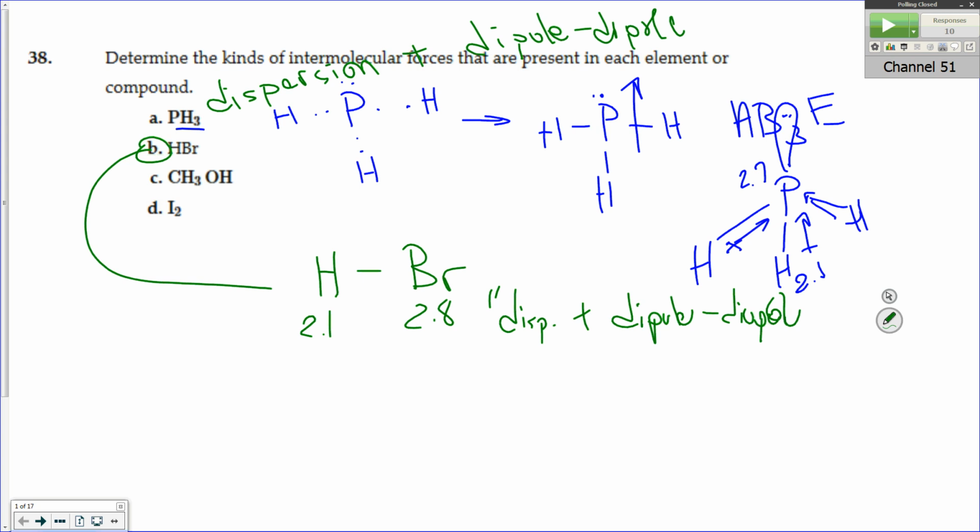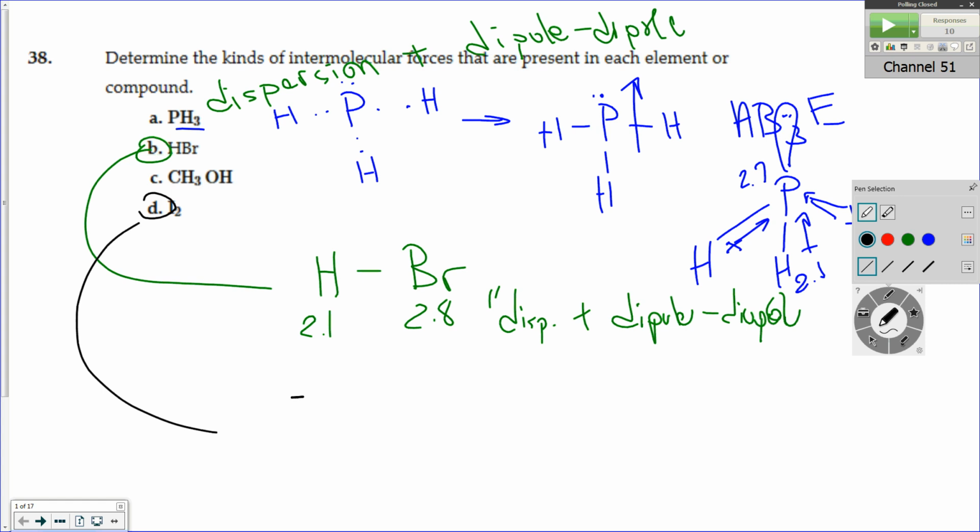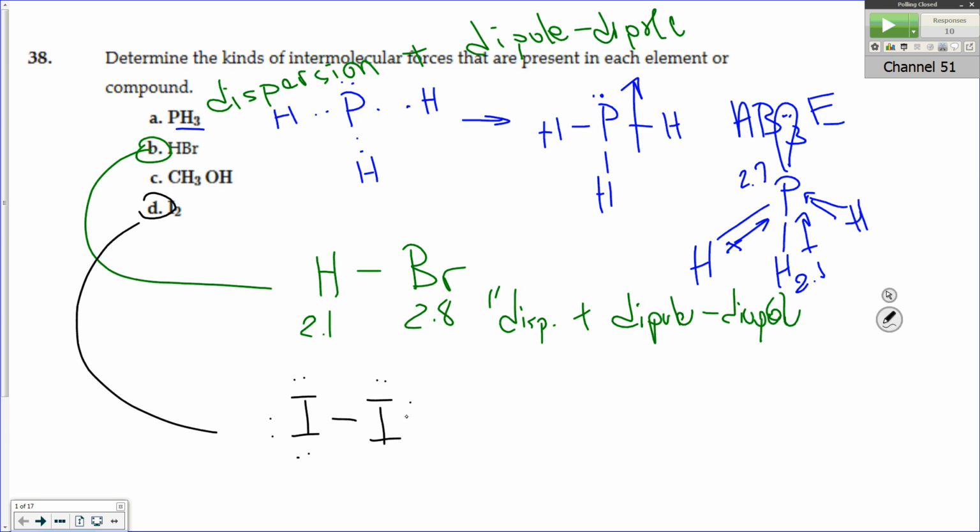If we just do one that's different, do D, I2. It's a single bond with 3 lone pairs around each iodine, but it's bound to itself. So regardless of what the electronegativity is, the fact that it's binding to itself means that it's a nonpolar molecule. Nonpolar molecules only have dispersion forces. So dispersion forces only.